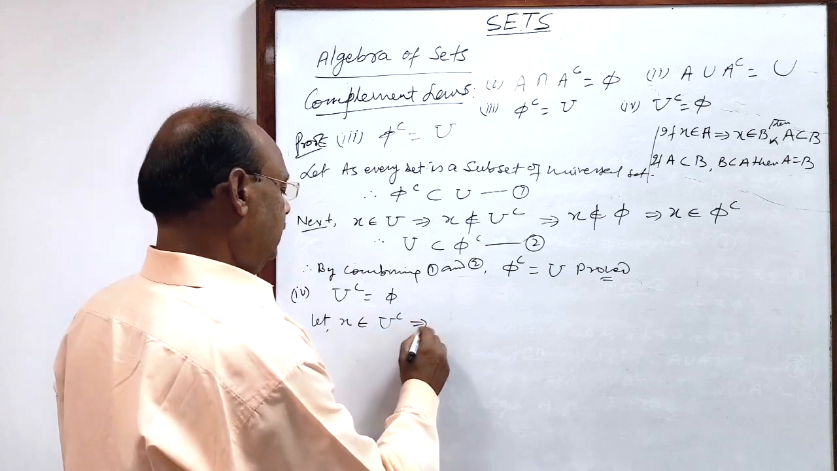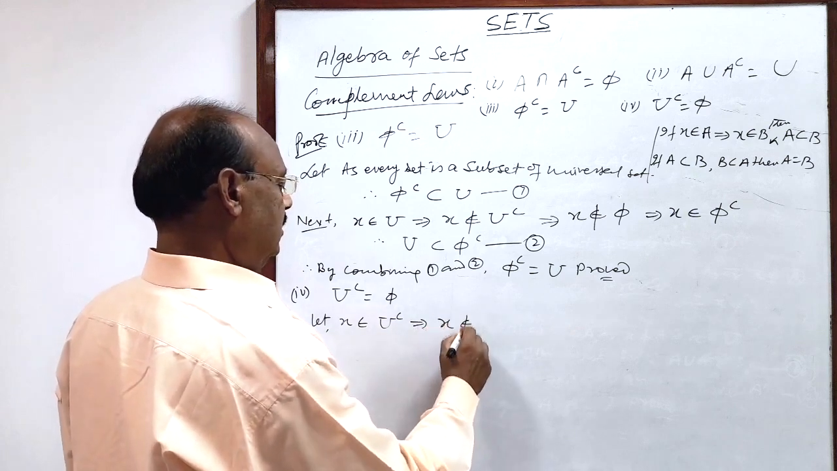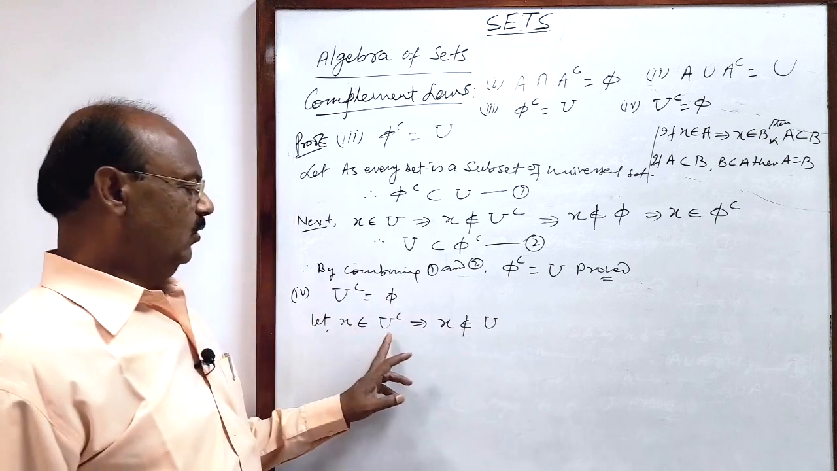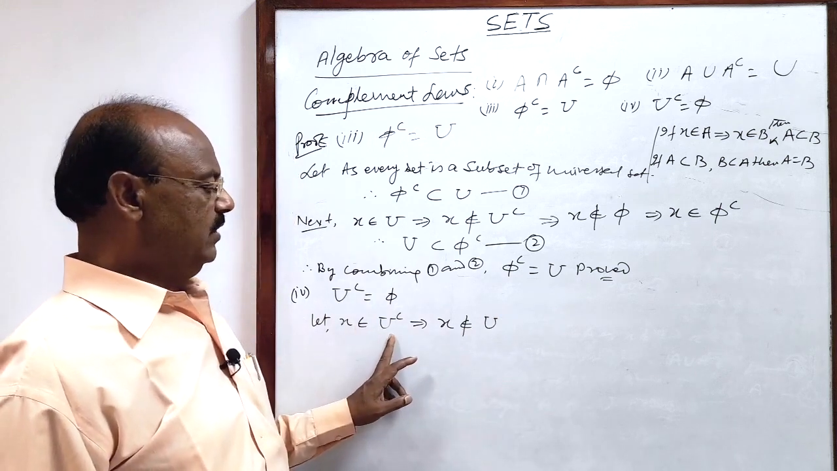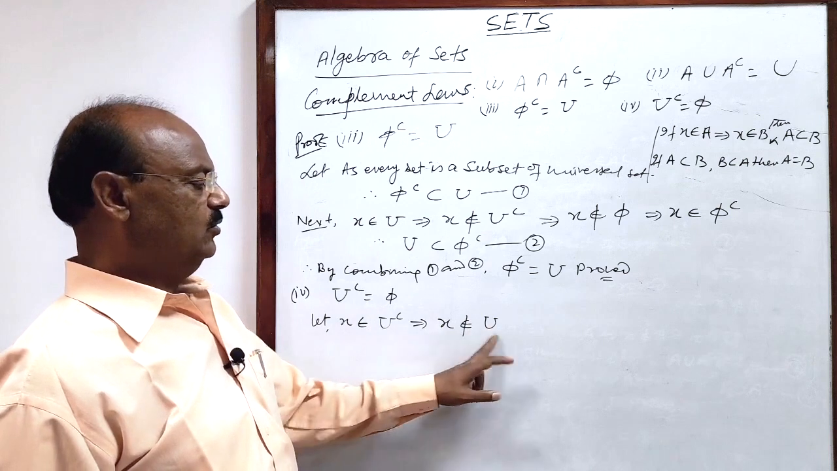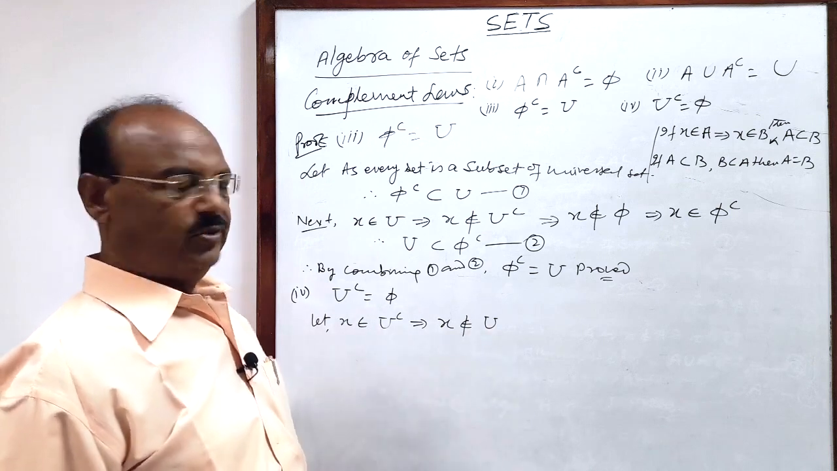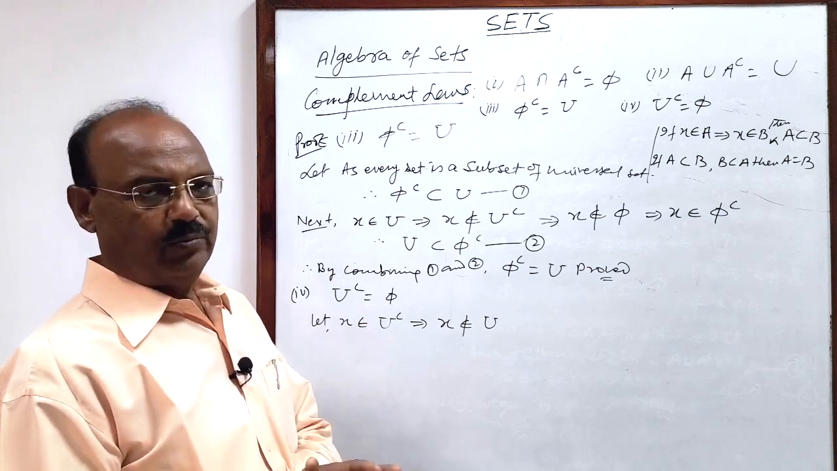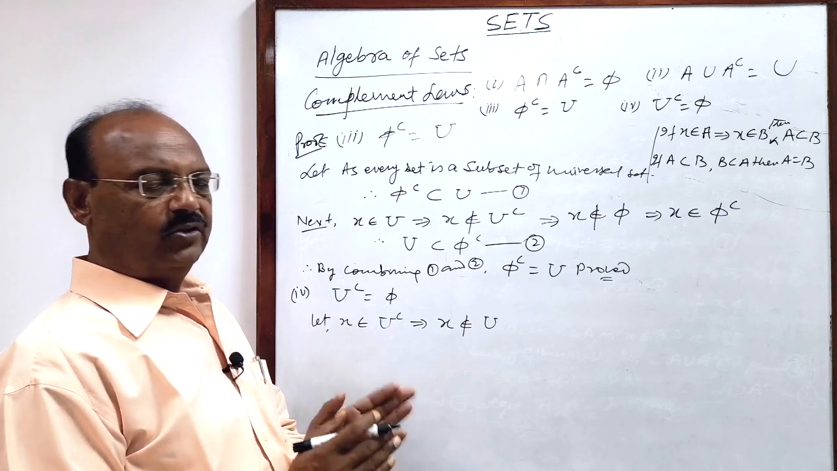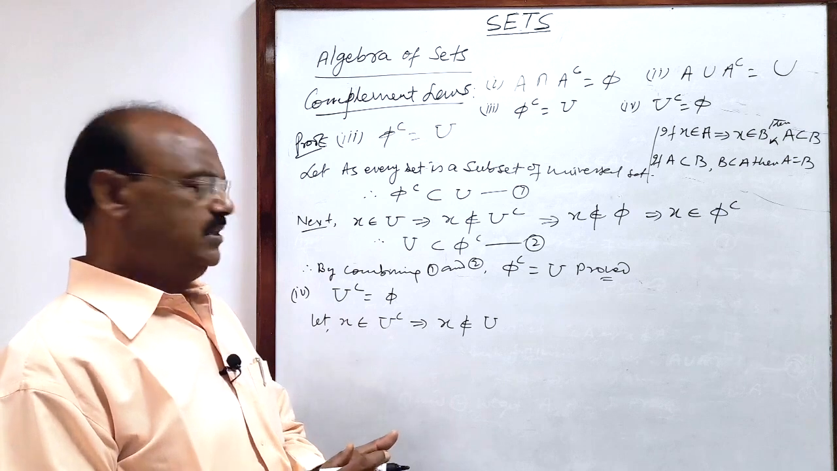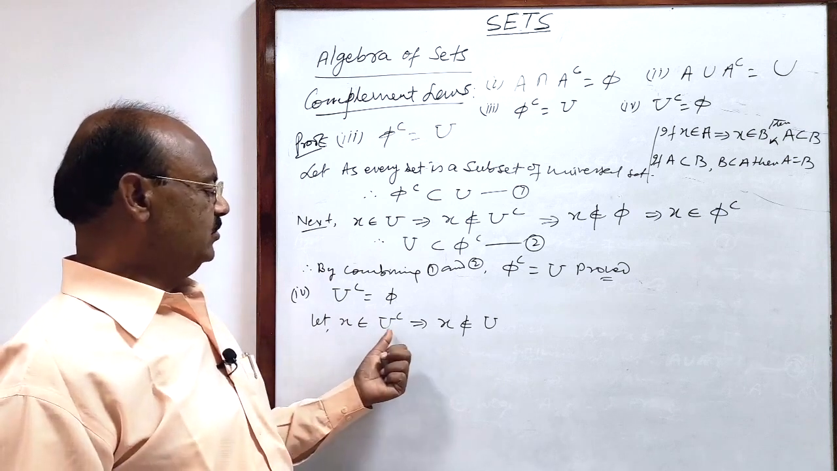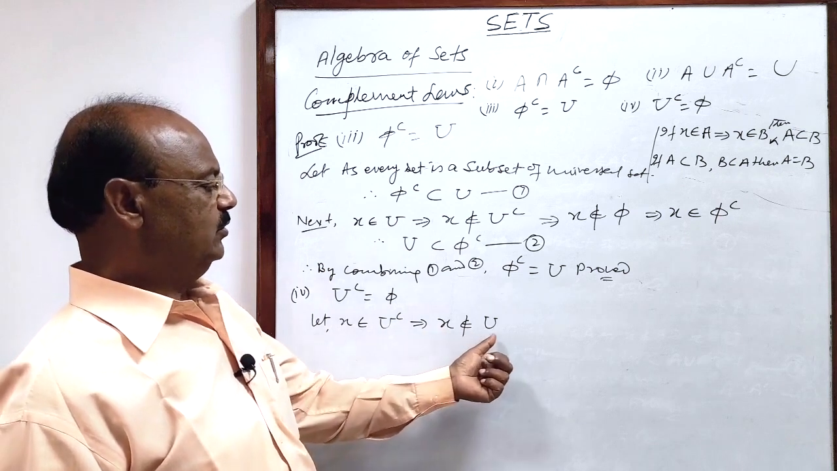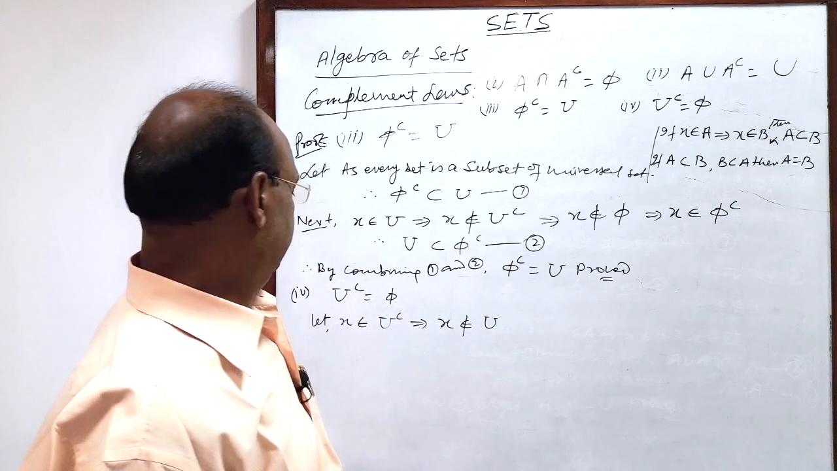This shows that if x belongs to the complement of the universal set, it means x will not belong to the universal set, because we know that any element will belong to one set, it will not belong to its complement, and if the element belongs to its complement, it will not belong to the set itself. So here x belongs to the complement of the universal set, it means x is not belonging to the universal set, correct?